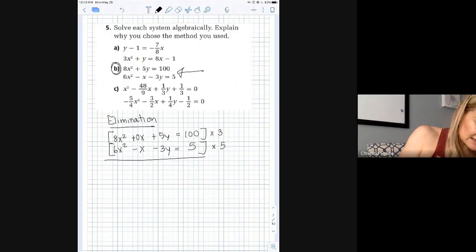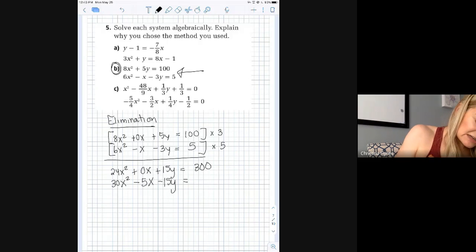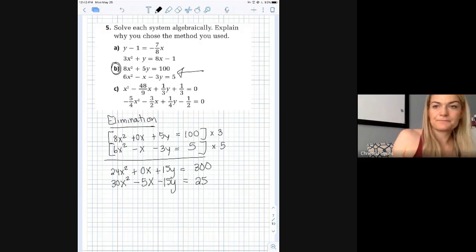So our next step would be multiplying the 3 in, so that's going to be 24x squared plus still 0x plus 15y equals 300. So that's our first row. Our second equation will be multiplied by 5, so that's going to be 30x squared minus 5x minus 15y, which is equal to 25.